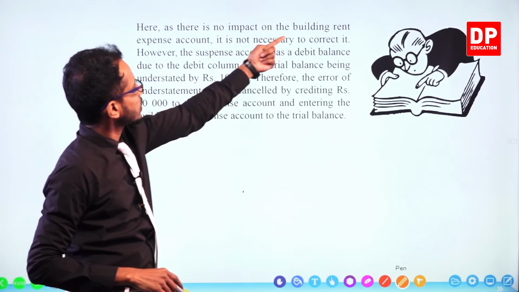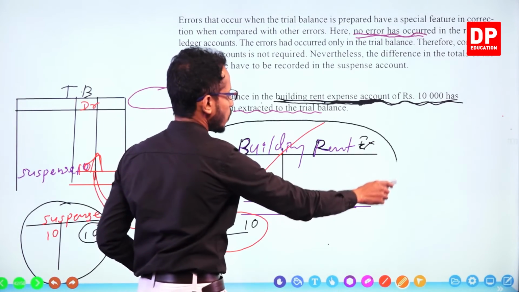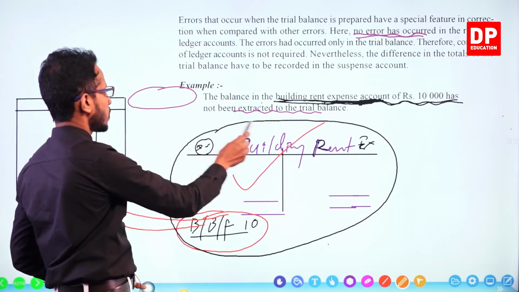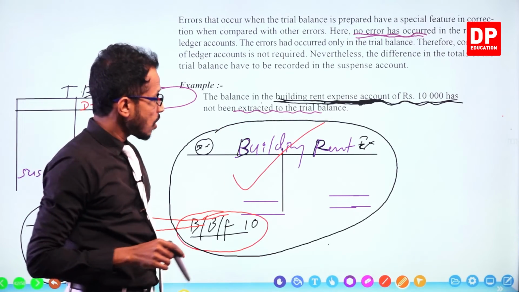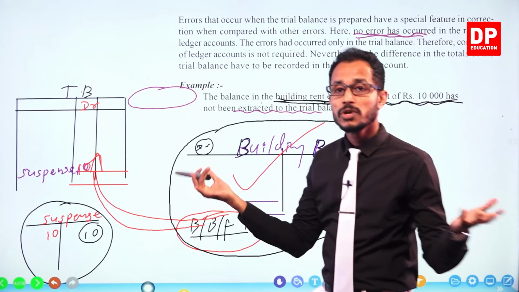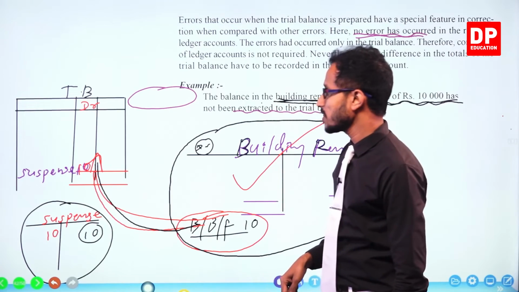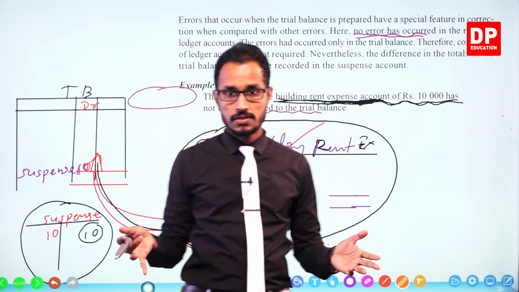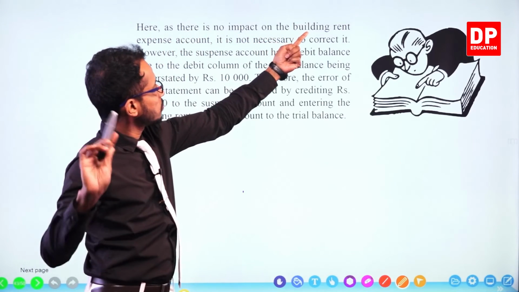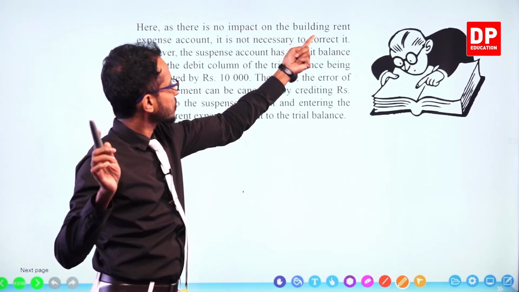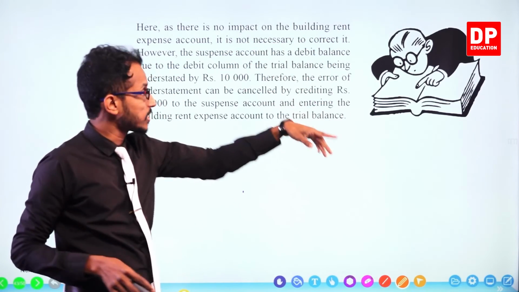Here, as there is no impact on the building rent expense account, they are talking about this account. There's nothing wrong in the account. The only thing was the bookkeeper did not take the balance to the trial balance. That was the mistake. That's why it says there is no impact on the building rent expense account. It is not necessary to correct it.